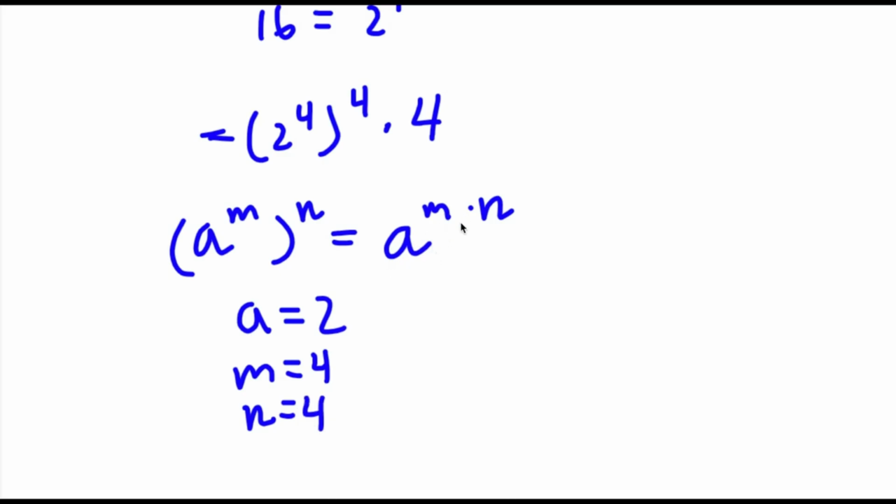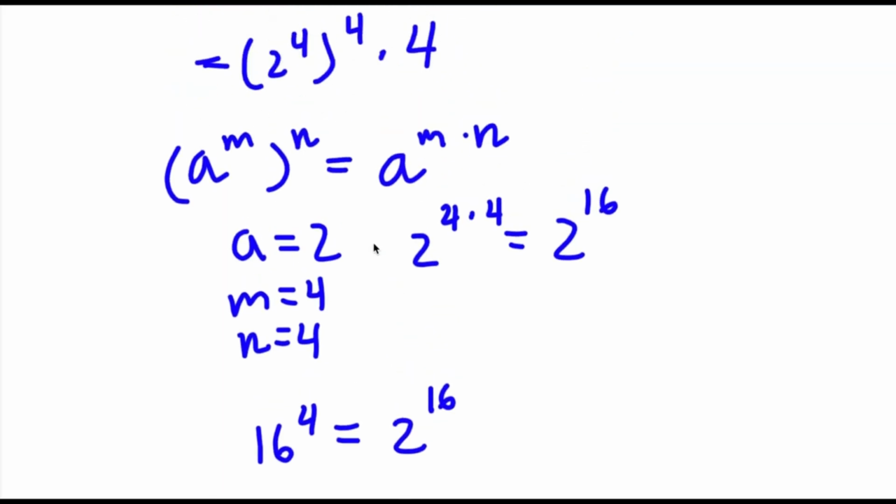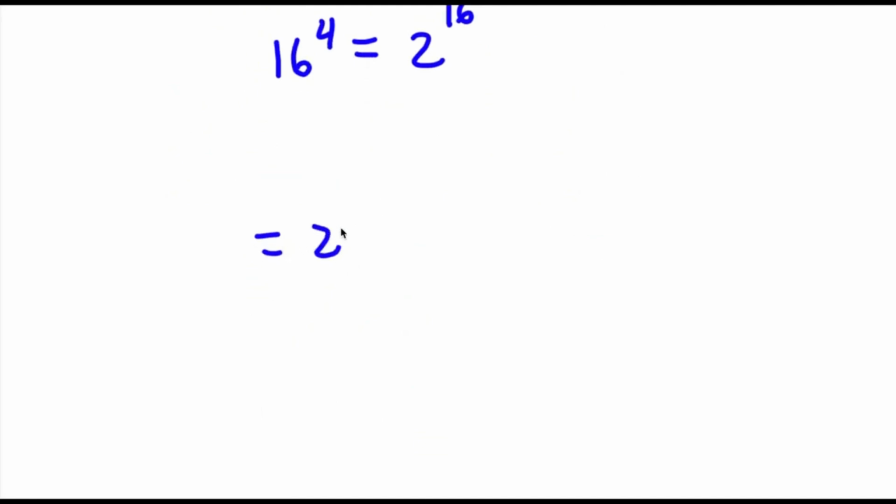So this would equal a to the power of m times n. So in this case, 2 to the power of m, 4, times n, 4. Now 4 times 4 is 16, so now I have 2 to the power of 16. Meaning, 16 to the power of 4 is the same thing as 2 to the power of 16. So now, I have 2 to the power of 16 times 4.